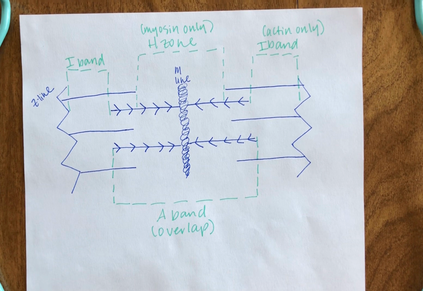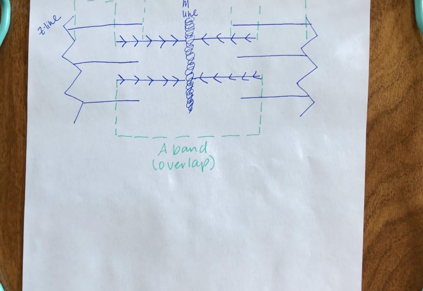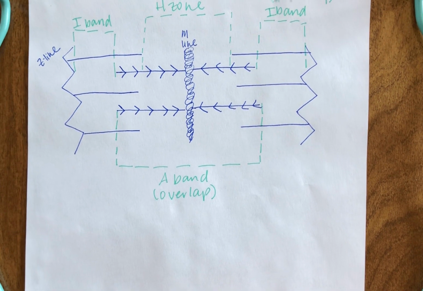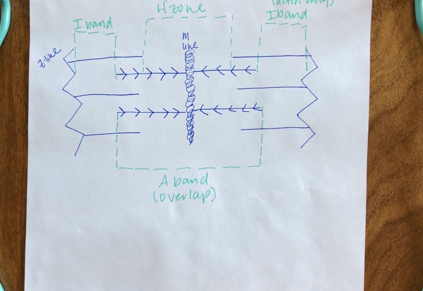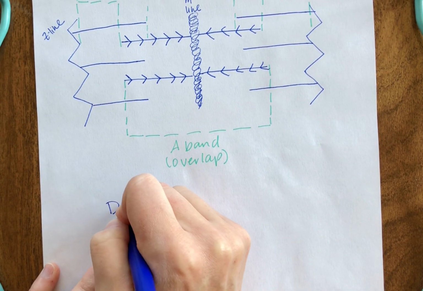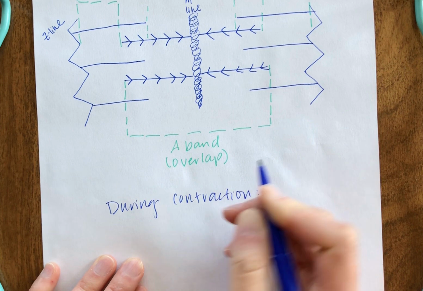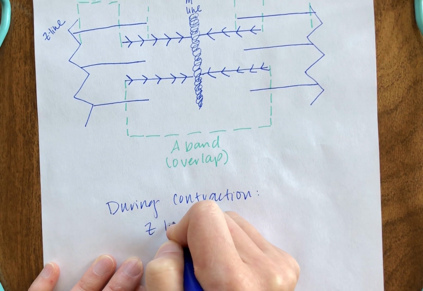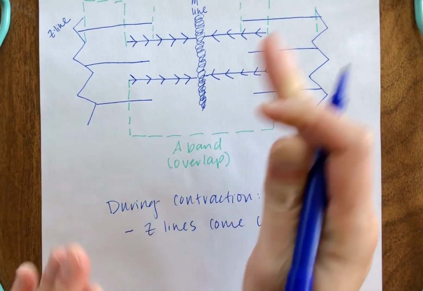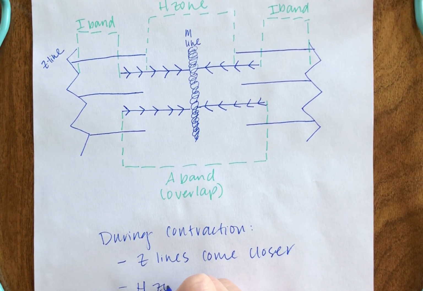So during contraction, and then I'll get to the connective tissue. During contraction, I'll use the dark blue again so it's easier to read. So just write down here if you want: during contraction, we have the Z lines come closer together. Okay, so those push closer together. The H zone will disappear.